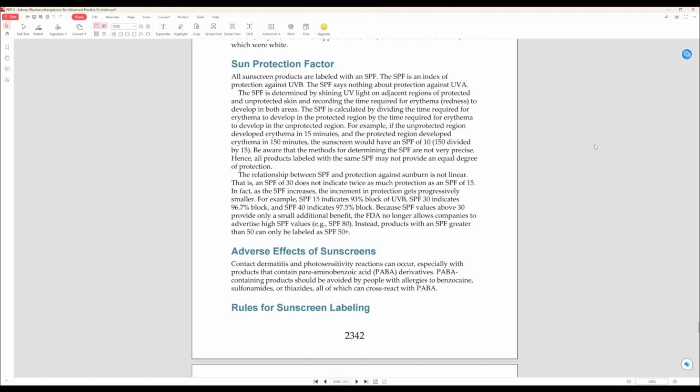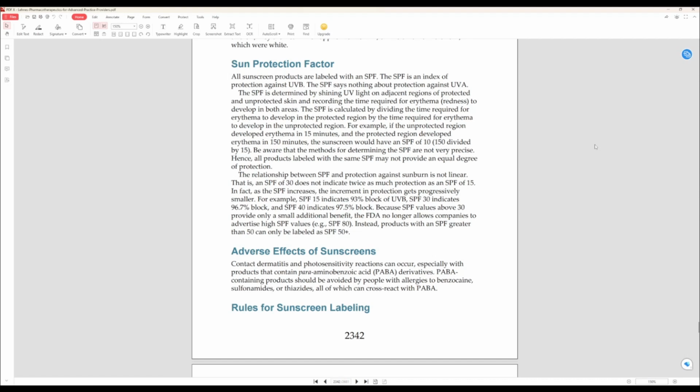Be aware that the methods for determining SPF are not very precise. Therefore, all products labeled with the same SPF may not provide an equal degree of protection. The relationship between SPF and protection against sunburn is not linear. That is, an SPF of 30 does not indicate twice as much protection as an SPF of 15. In fact, as the SPF increases, the increment in protection gets progressively smaller.